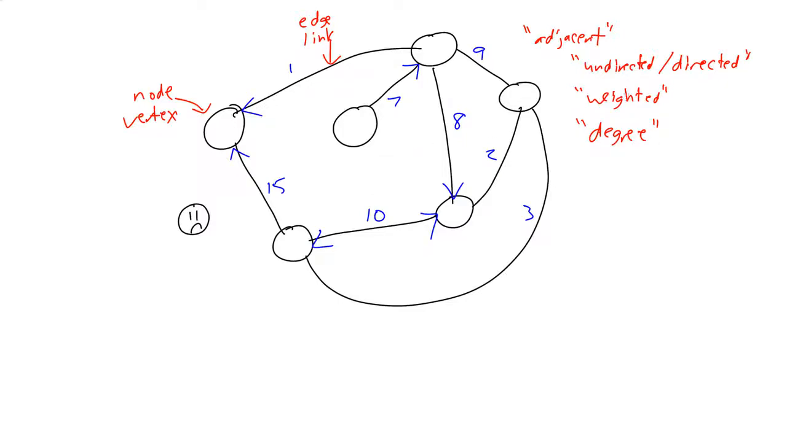Now, when we're dealing with a directed graph, we will use the terms in degree and out degree. And as you can probably guess, that just refers to how many incoming arrows there are and how many outgoing arrows there are.